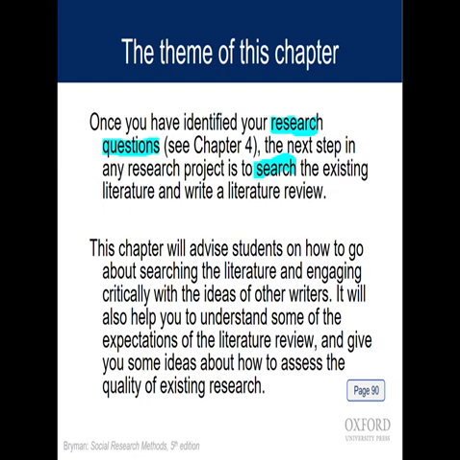After you decide this research question, you need to go out and find out, okay, what do we already know? And the way you do that is by searching for studies that are relevant, that have touched on this same issue before. This chapter will advise students on how to go about searching the literature and engaging critically with the ideas of other writers. It will also help you to understand some of the expectations of the literature review and give you some ideas about how to assess the quality of existing research.